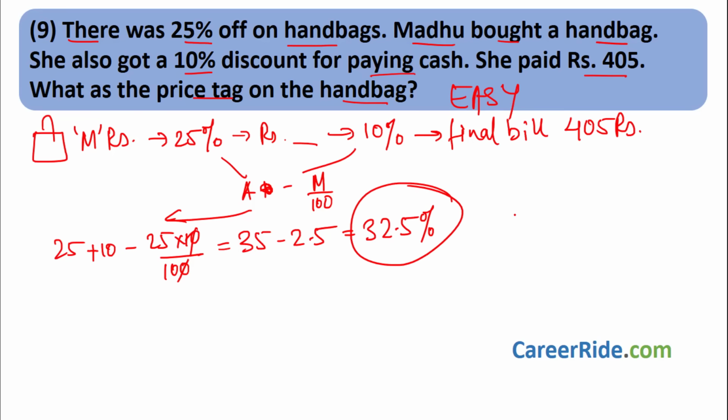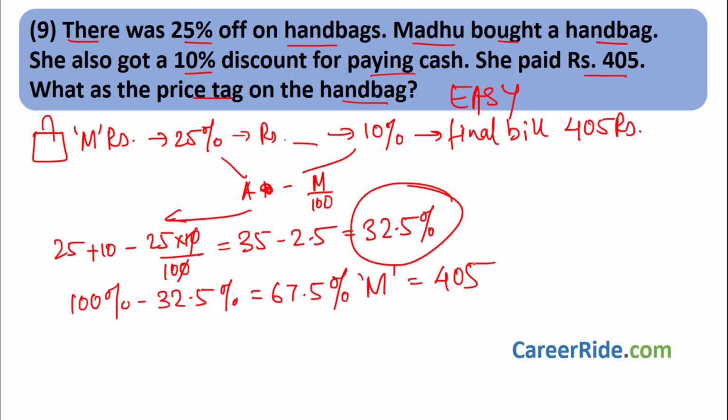So, what price did Madhu pay? She simply paid 100% minus the discount, okay, that is 67.5% amount. So, she paid 67.5% of what? Of the marked price, right? So, she paid 67.5% of marked price, but we already know that Madhu paid 405 as the final bill. So, 67.5% of marked price is nothing but rupees 405. So, what would be the answer?